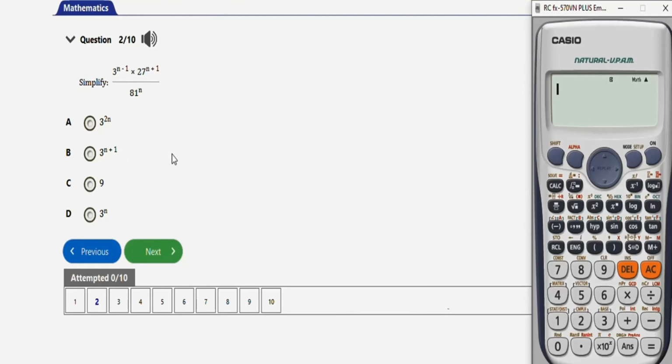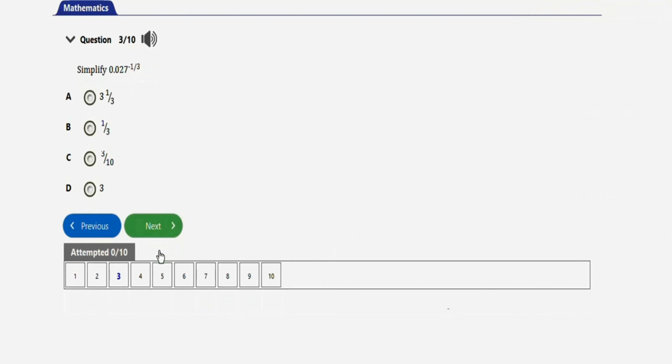So basically, you see, you don't need to simplify already. We can decode the answer. So we are having 9 here as the output. Okay, so that's it for this question. Next question will be this one. It says simplify this. So this is also simple.